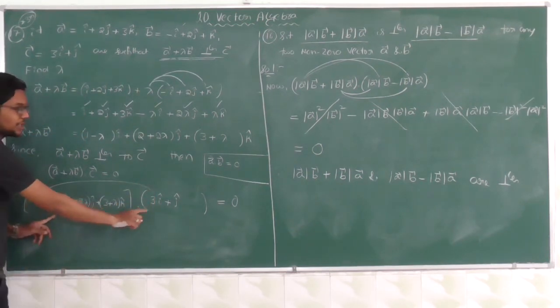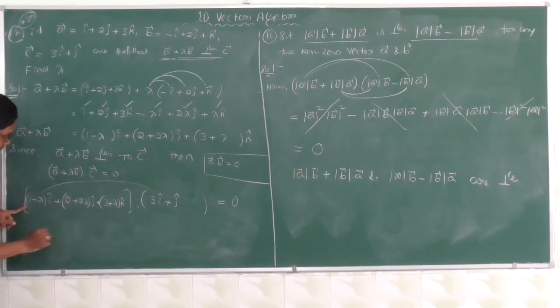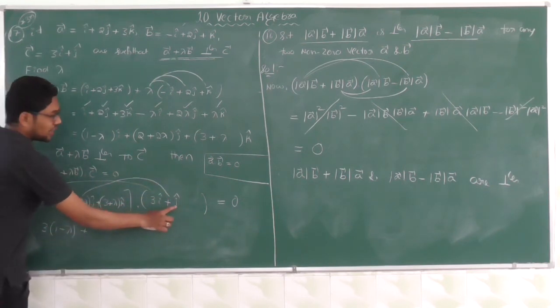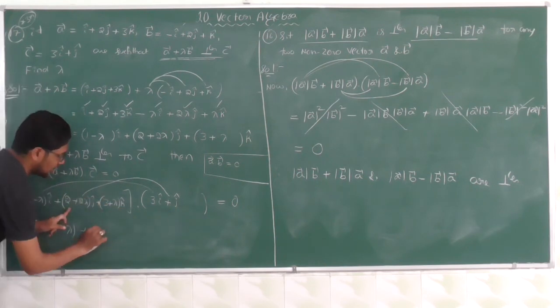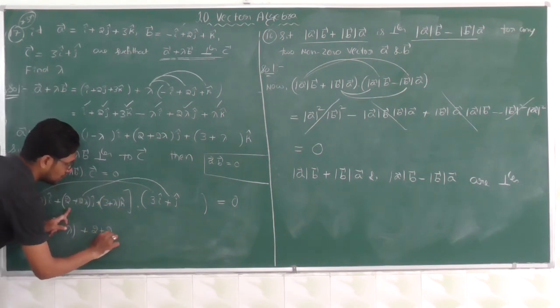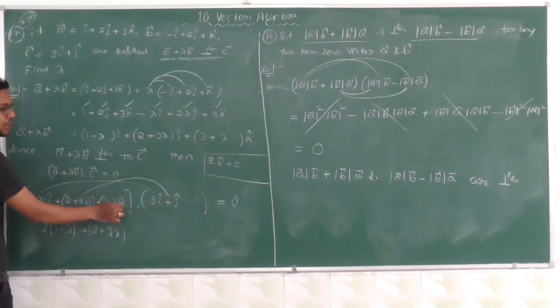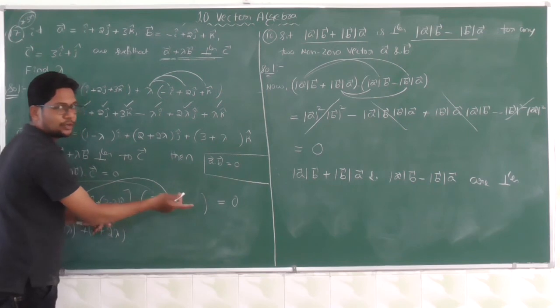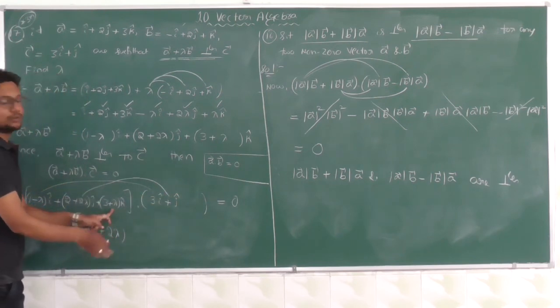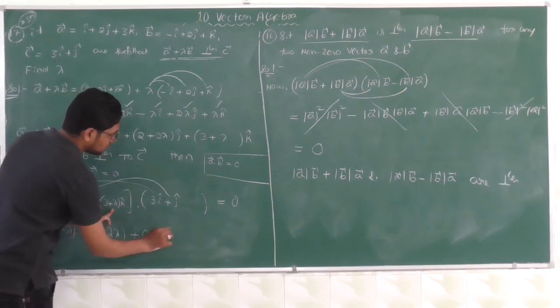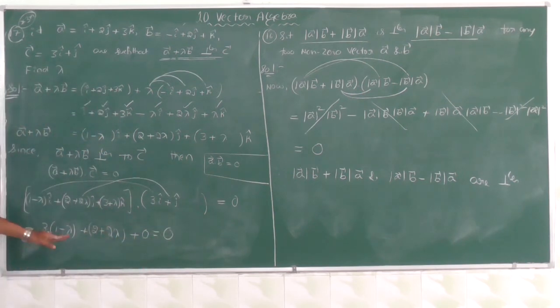It is the component of i: 3 into 1 minus lambda, plus next the j components. Here the j component is 1 into 2 plus 2 lambda, which is 2 plus 2 lambda only. Next, is there any k component? No. Then we take 0. 0 into 3 plus lambda is 0. Here we have the equation.